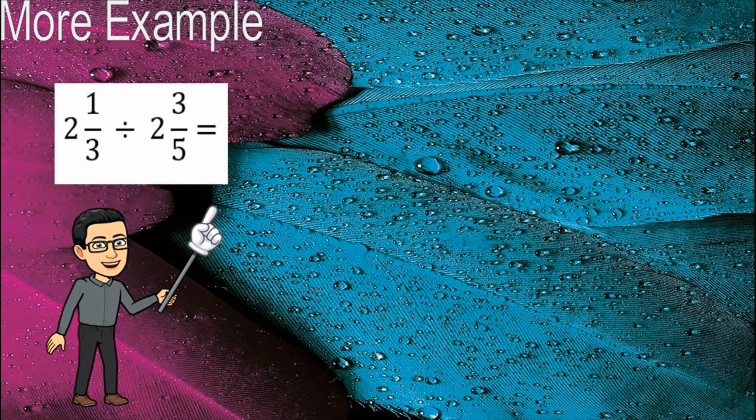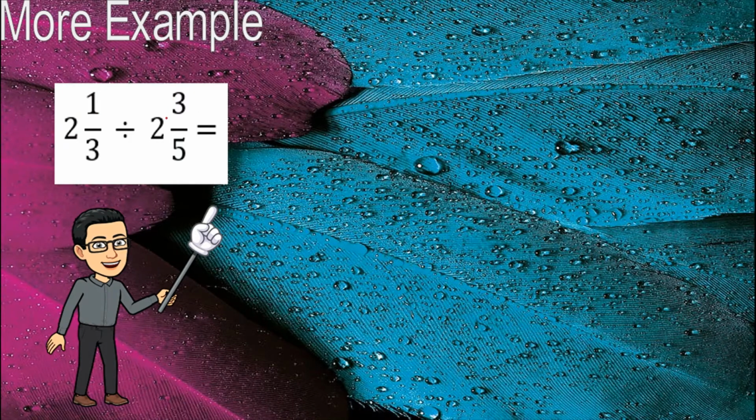Okay, let's have some more examples. This time, we are now dividing mixed numbers. So in dividing mixed numbers, always remember that we change first this mixed number into an improper fraction. Okay, so let us change: 3 times 2, that is 6. 6 plus 1, that is 7.